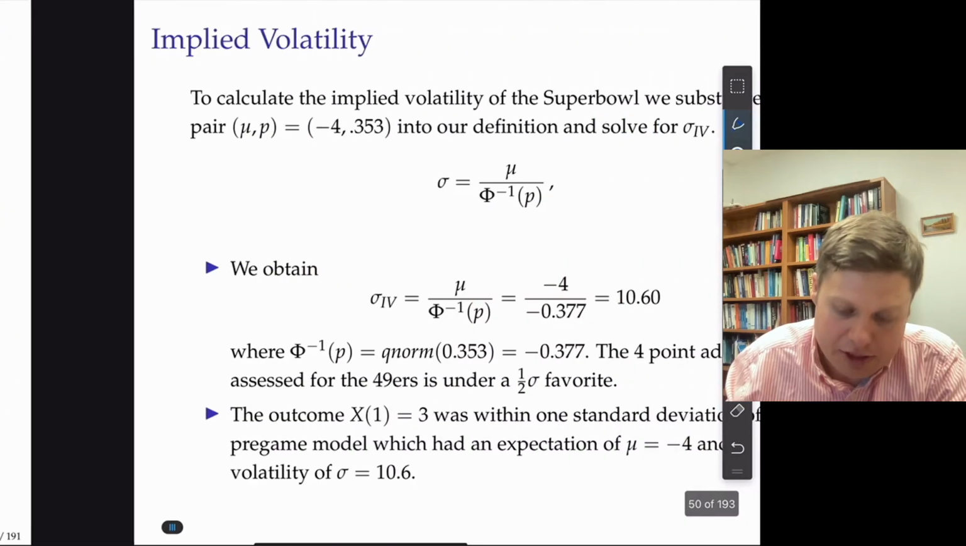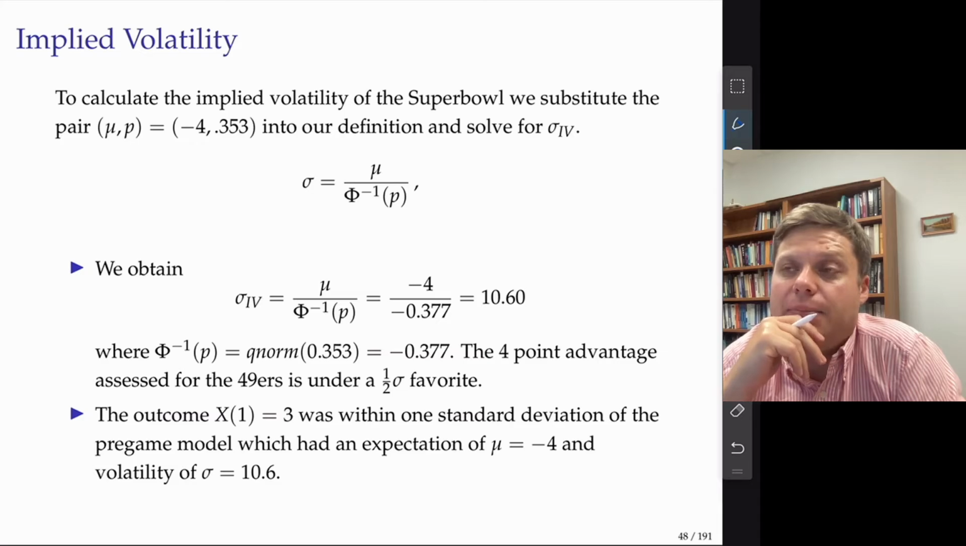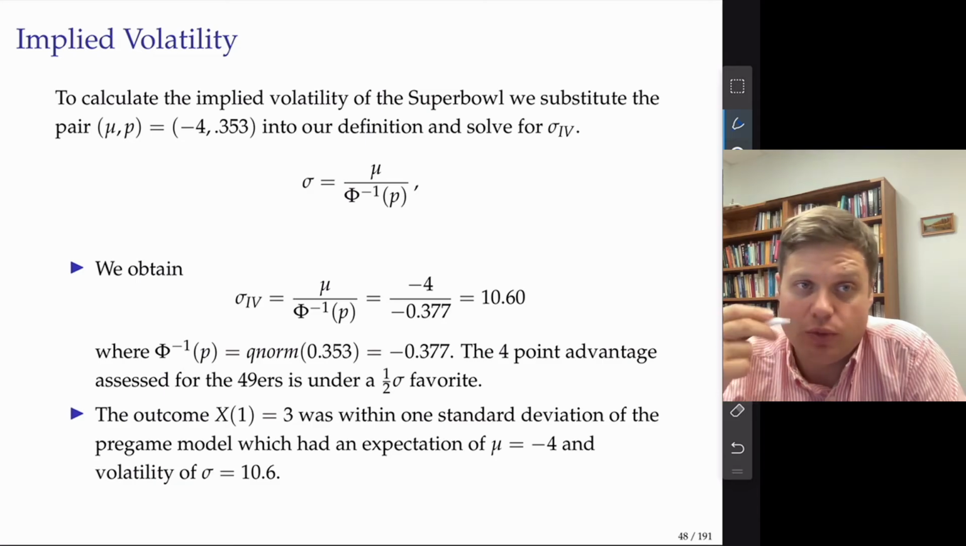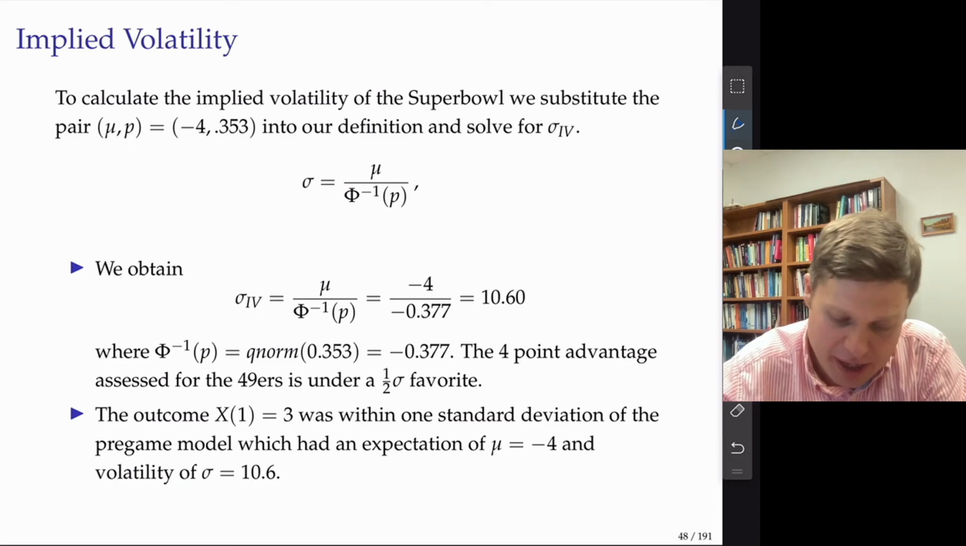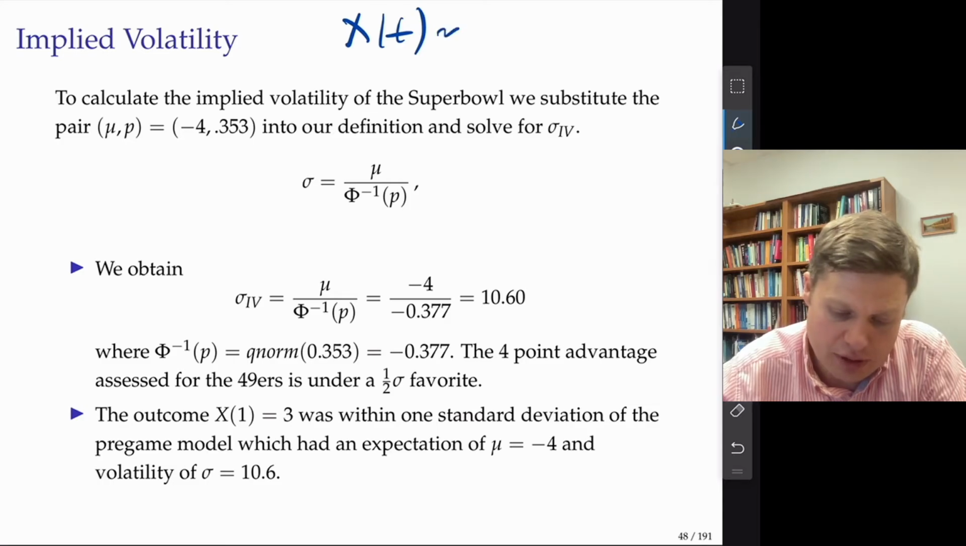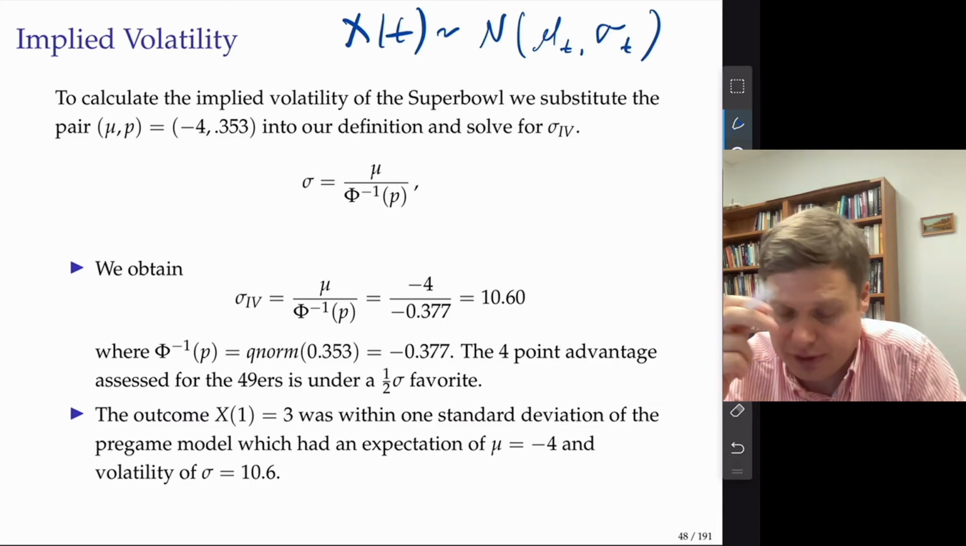All right. So now what we want to do is calculate what is called implied volatility. Implied volatility, here is what it means. You assume some probabilistic model of the quantity you want to explore. So in this case, we explore the spread, our value x of t. So that's our random quantity. And we assume it follows some distribution. And in this case, we assume it follows a normal distribution. And we say it's mu of t and sigma of t. So at different times, it will be different.